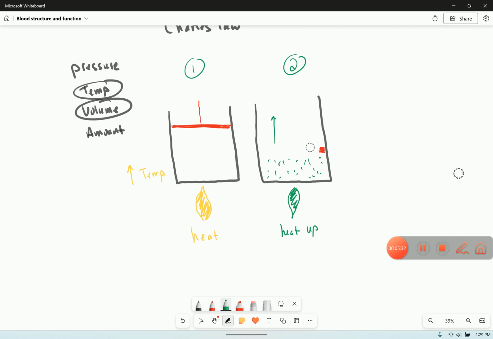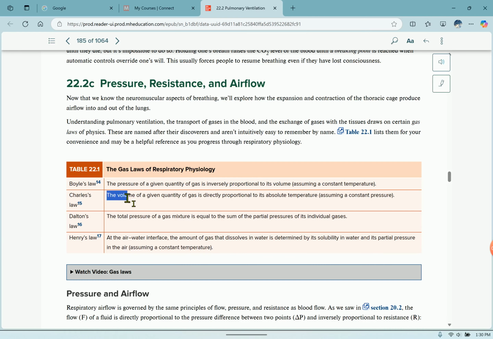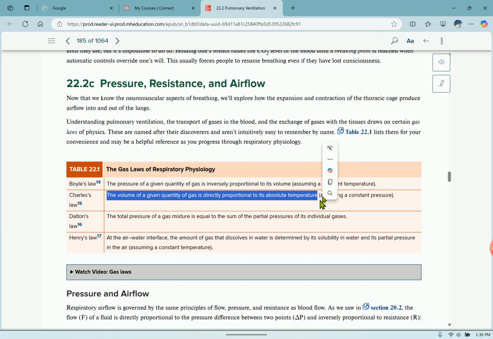Okay, so then we can move the plunger that was here. So the dotted line represents that's where it was. We're heating it up, and because of the increase in temperature and the expansion of the volume, it now increases all of this surface area simply by increasing the temperature. So going back to Charles' law, the volume of a given quantity of gas is directly proportional to the temperature.